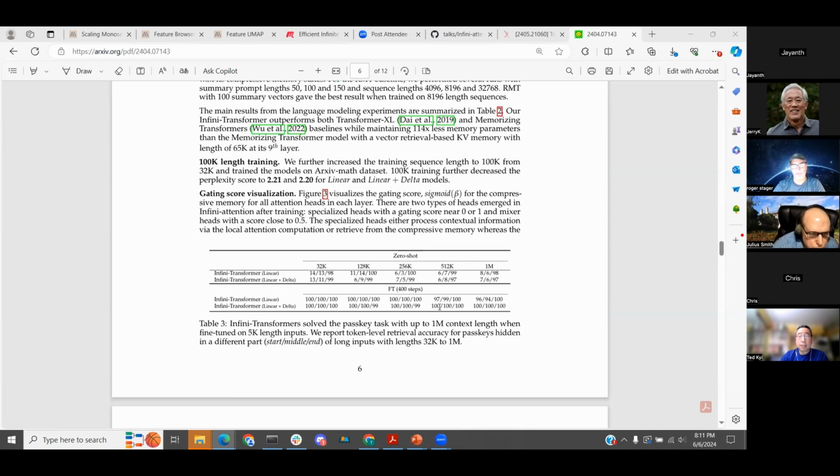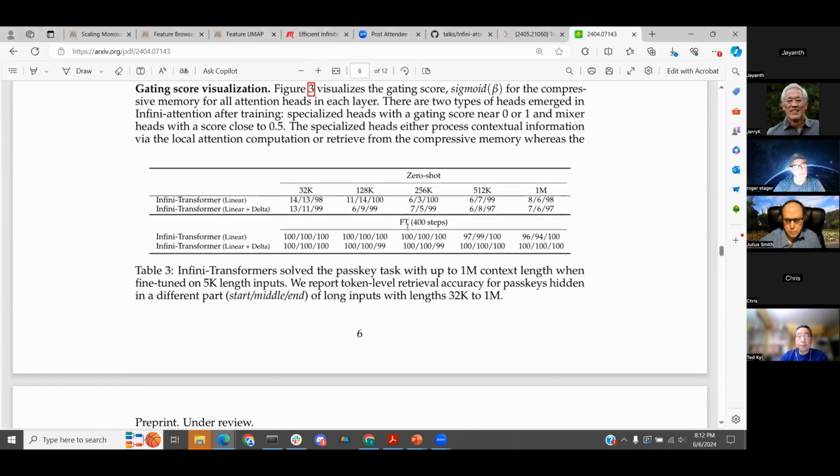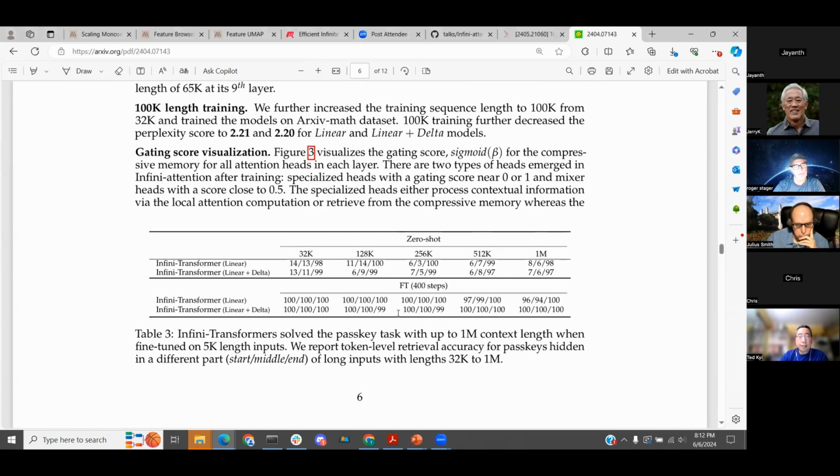Where is it? As they get longer and longer, you can see that it gets 100% right up to 256K, but then you start seeing 97, 96, 94. Even though you could learn the trick, like always ignore the word apple, it does start to degrade at 1 million tokens.